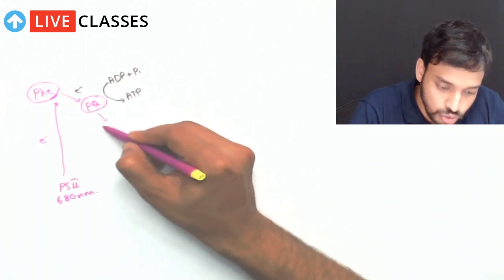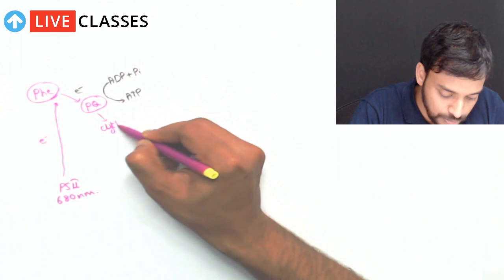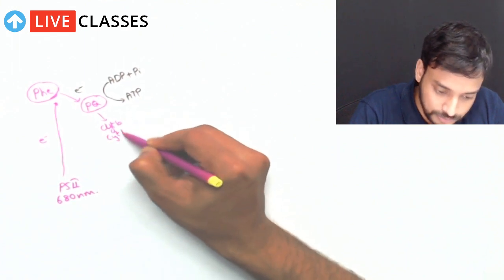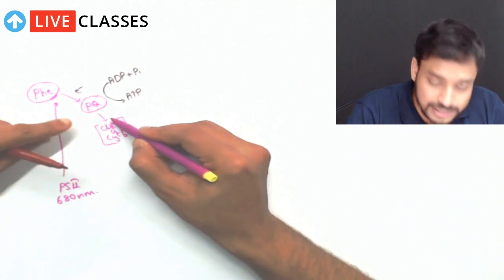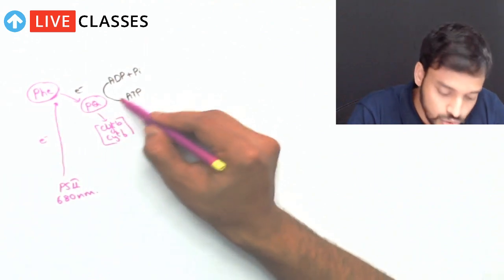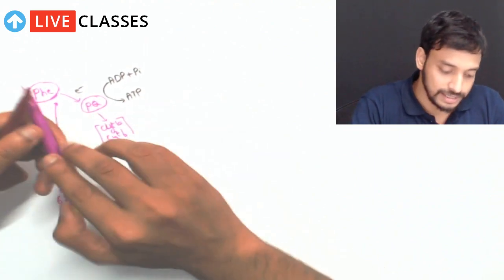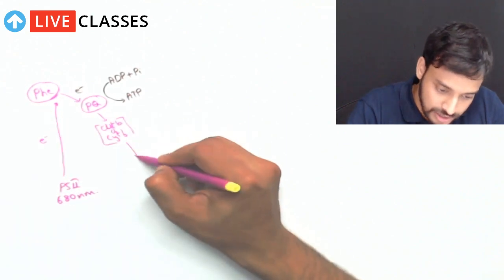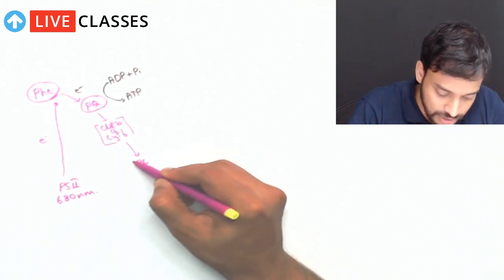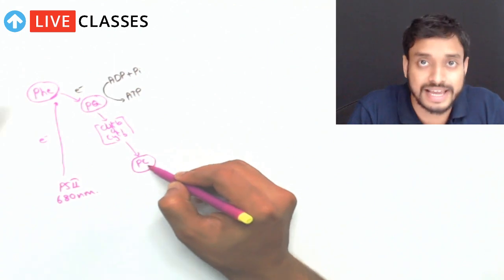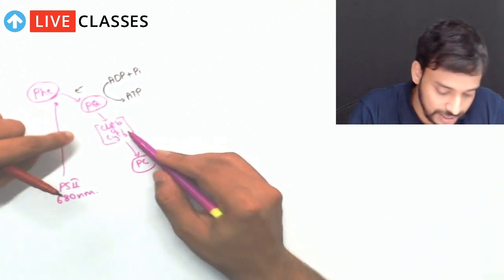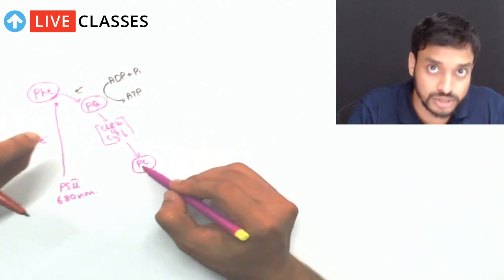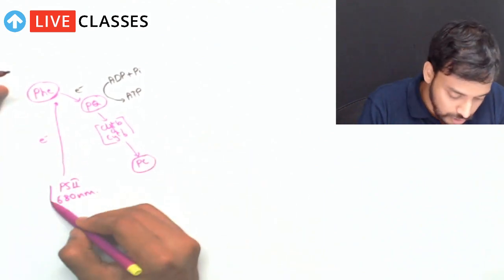Simultaneously it is passed on to a complex, cytochrome b and cytochrome f. This complex accepts the electron from plastoquinone and transfers it to PC, which is called plastocyanin. You got it? So from cytochrome b and cytochrome f, it is transferred to plastocyanin. Now let's repeat once more.